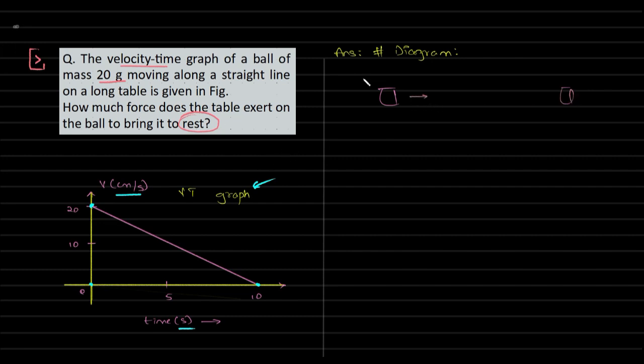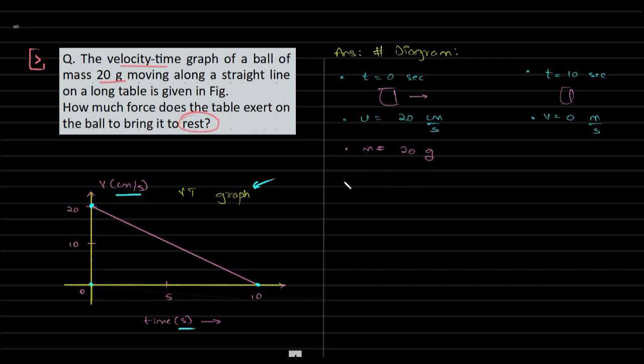So initial condition means what? t is equal to 0 seconds. The velocity of the object was how much? 20 centimeter per second. And this came to rest in a matter of 10 seconds. That is, the final velocity is 0 meter per second. The mass of the object is how much? 20 grams, not kg, grams. This is what we have to make a note of. Okay, now that is your diagram.